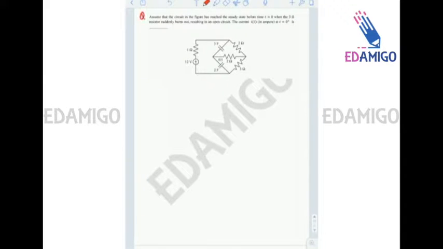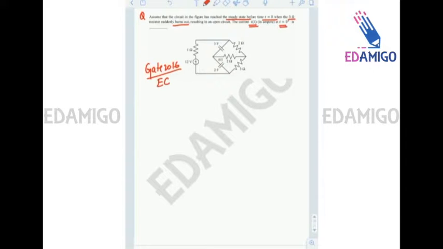This is the question, and this is again a GATE 2016 ECE question. It is given that the circuit has reached steady state before t equals 0. At t equals 0, the 3 ohm resistance suddenly burns out, resulting in an open circuit. We have to find the value of IT at t equals 0 plus.